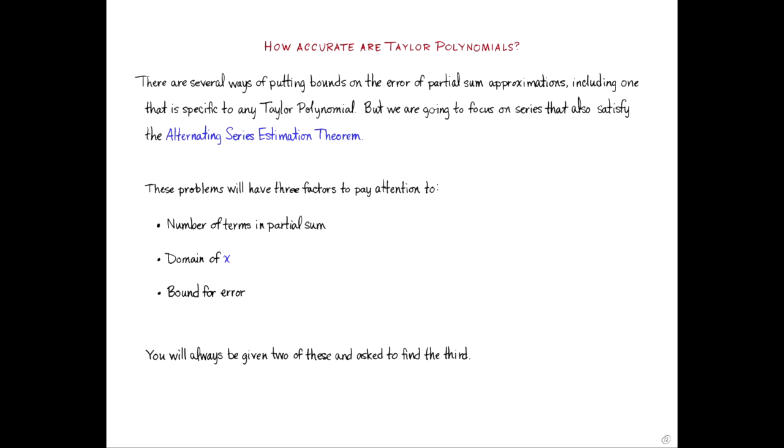There's 3 different ways we could ask these questions. We could ask how many terms do we need in order for the error to be less than some number. That's the smallest n. We've been doing that before. We could be asked to find a bound for the error, which we've also done before. Or, this is new now, we could be asked to find the domain of x. For what values of x will the error be less than a given number? You will always be given 2 and asked to find the third.